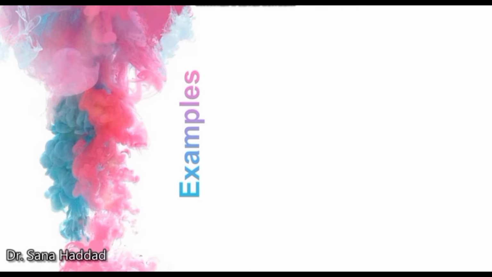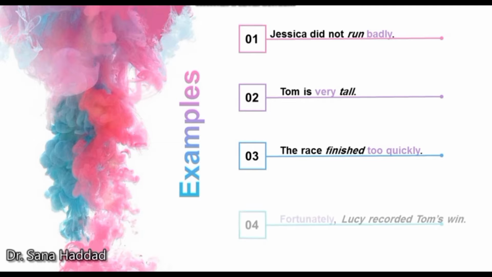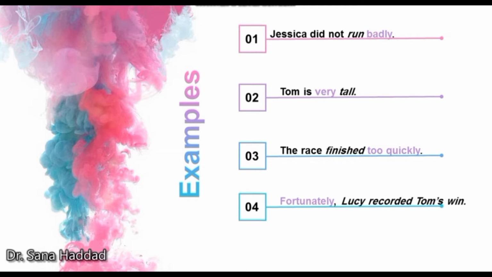Here are some examples. Jessica did not run badly. Tom is very tall. The race finished too quickly. Fortunately, Lucy recorded Tom's win. So in the first sentence, badly is modifying the verb run. In the second sentence, very is modifying the adjective tall. In the third sentence, too is modifying the adverb quickly, and quickly is modifying the verb finished. And in the last sentence, fortunately is modifying the whole sentence. It's easy to identify adverbs in these sentences.